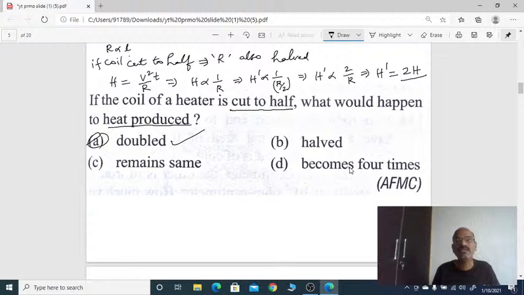Yes, Abhinav, good. Let us go to the next question. This concept, if you understand enough, you will be able to do immediately. Length becomes half, resistance becomes half. Substitute here, heat and resistance, you will get twice. So option A is correct. Let us go to the next sum.